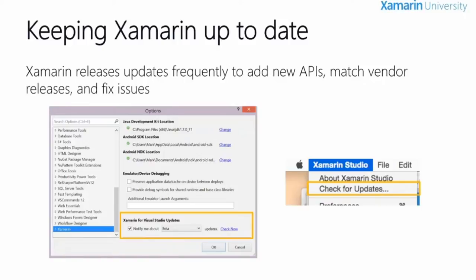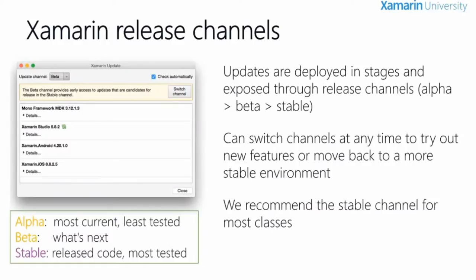No matter how you do that update, you're going to see a dialog similar to the one you see here. This actually has two things that we should pay attention to. First, it shows you any updates available for your system. Xamarin updates the tools fairly regularly to keep up with Apple and Google and Microsoft. The second, it lets you change the release channel.